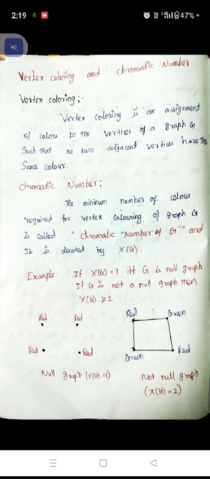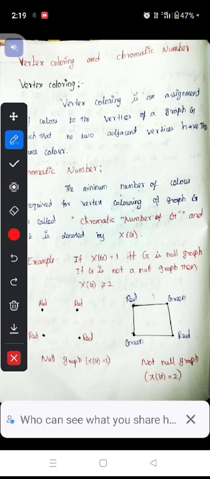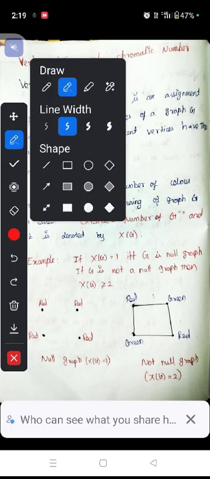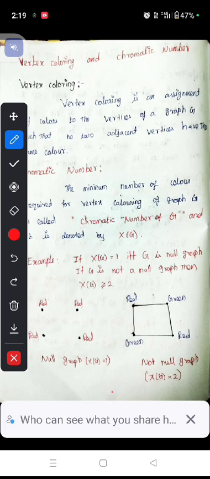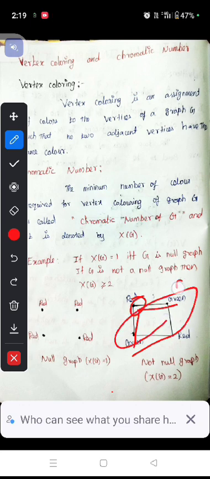Then it is a complete graph. Here we see the minimum number of colors. We see the red color. So this one is adjacent here, this one is adjacent here, so I am not giving red color. I am giving green and green.